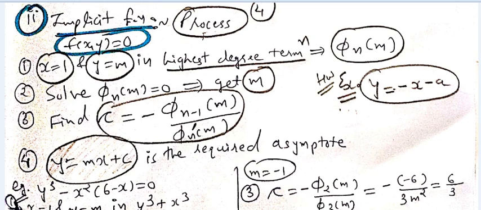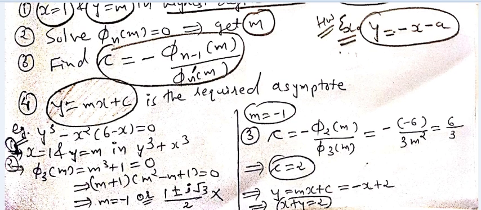You will get m. Now to find c, you have to take minus phi n minus 1 of m upon phi n dash of m. What is phi n minus 1 of m? You need to take the one lower degree term, then divide it by the derivative of phi n, and then minus, then you will get c. So you need to remember these steps, and you will get m and c in y equal to mx plus c. It is your required oblique asymptote.